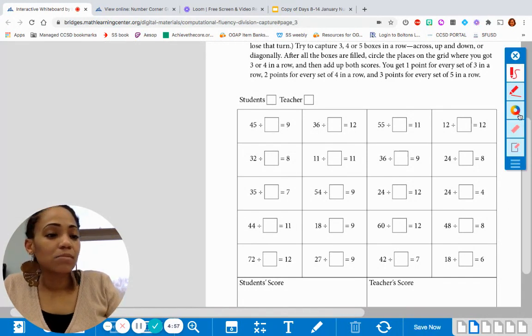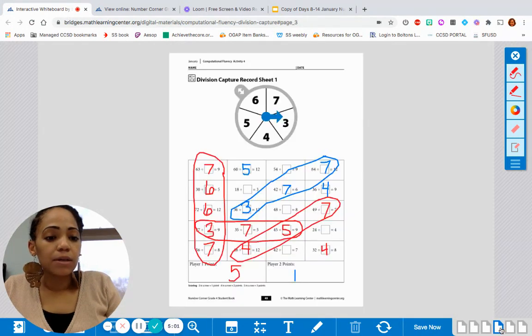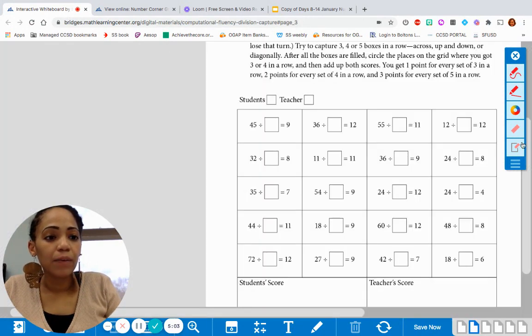I'm going to say this is my turn. So I think I was, let's see, I was blue last time, so I will remain blue. And I will put my 5 here. See if I can draw a 5 on the screen.